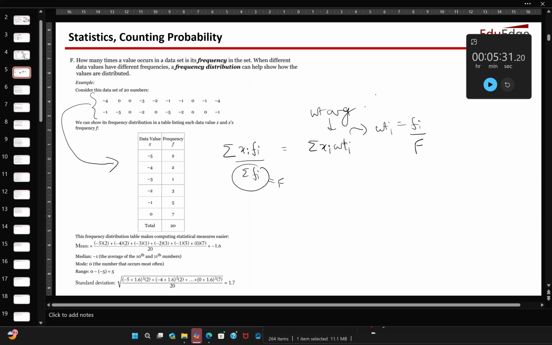So in a frequency distribution table, every data point doesn't have the same probability. It's not equiprobable. Hence, you can't just sum up these values and take the average. You need to multiply by the frequency and keep on adding these in this fashion. It's similar to the weighted average concept where every data point will have a different weight. For instance, the weight of -5 here is actually 2 by 20.